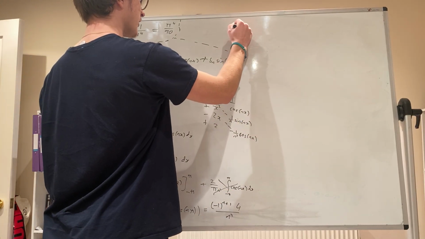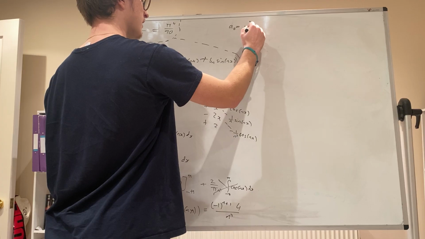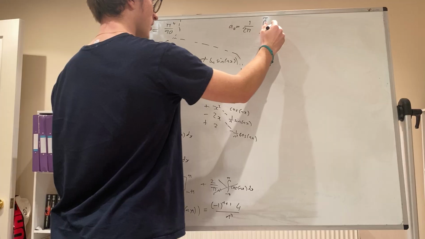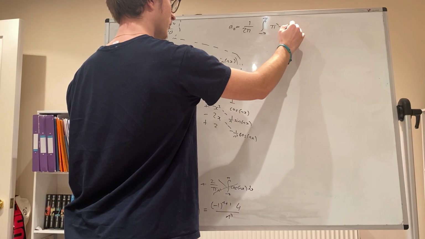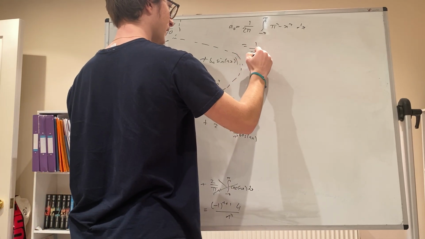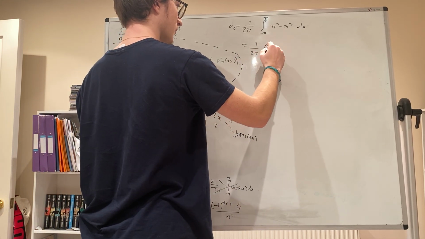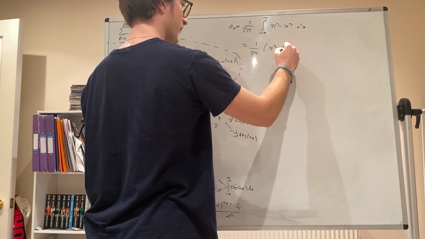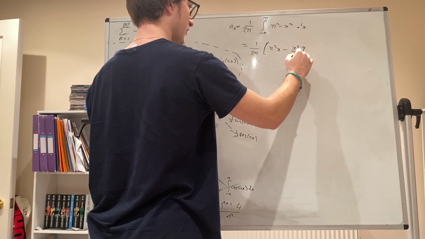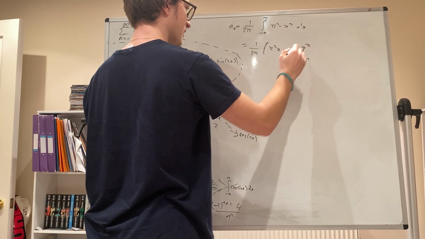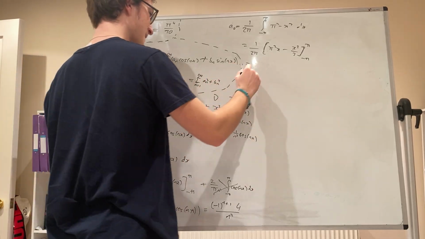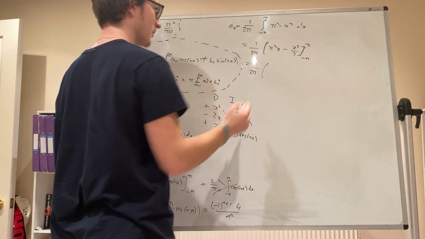So a0 is just given by 1 over 2 pi times the integral from minus pi to pi of f of x, which is pi squared minus x squared dx, which is equal to 1 over 2 pi times pi squared x minus x cubed over 3 evaluated at minus pi and pi. Okay, let me not make any mistakes here. Okay, so this is equal to 1 over 2 pi times, what do we get?